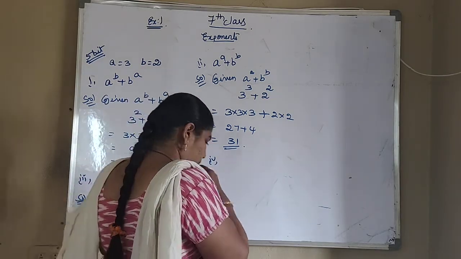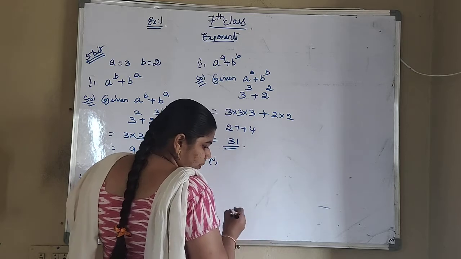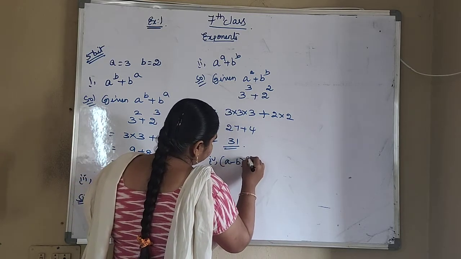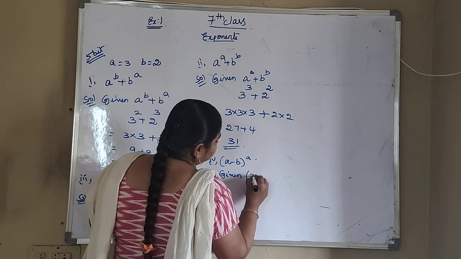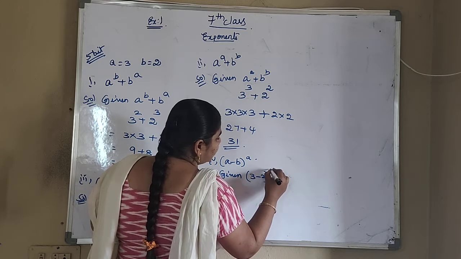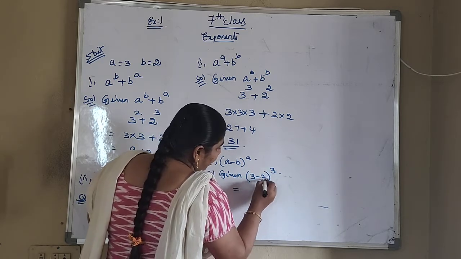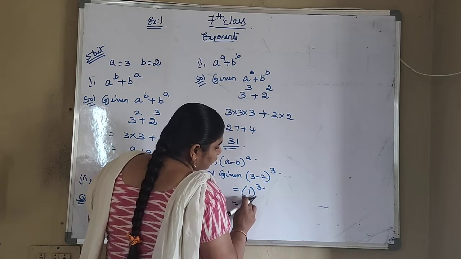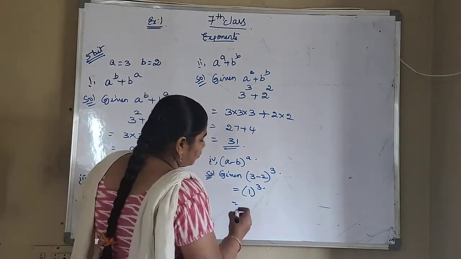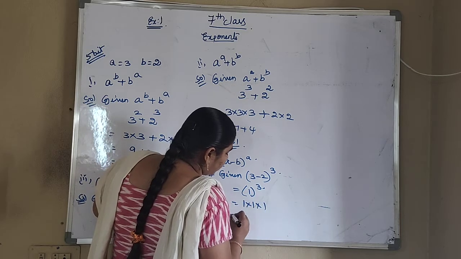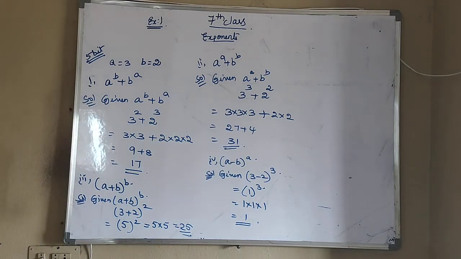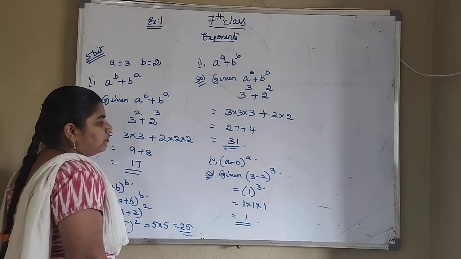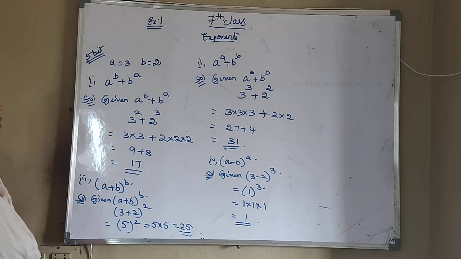Now last one in this. A minus B whole power A. Given A value is 3 minus B value is 2, whole power A value, which is 3. So 3 minus 2 will be 1 power 3. So 1 how many times we have to multiply? 3 times you have to multiply. 1 into 1 into 1 will be equal to 1. So this is our last question in that fifth bit, that is A minus B whole power A. So this is our last bit in this exercise 1.